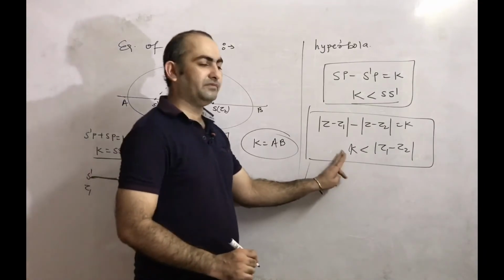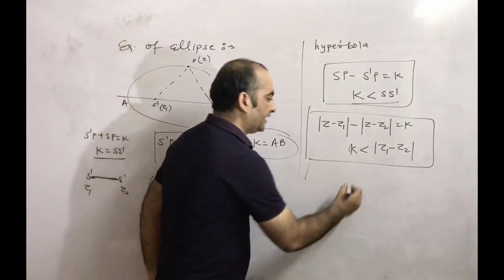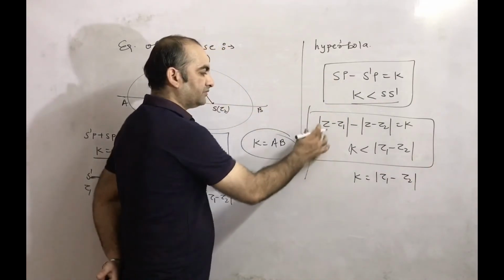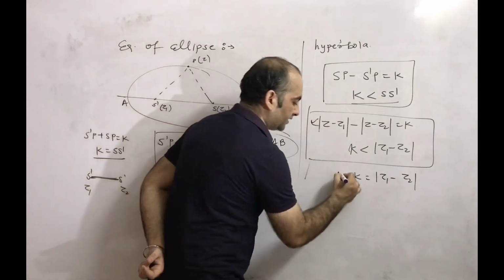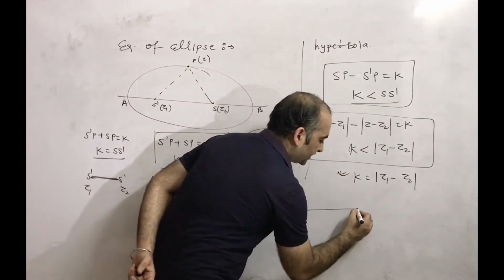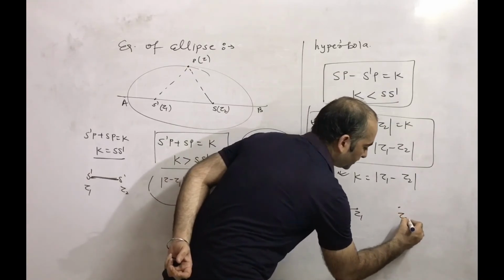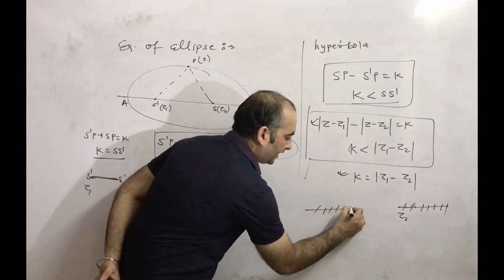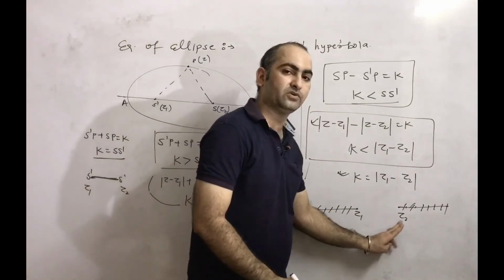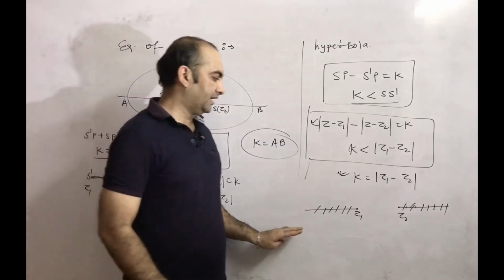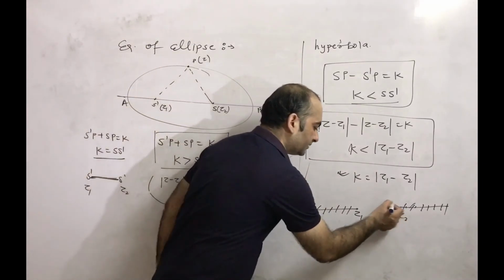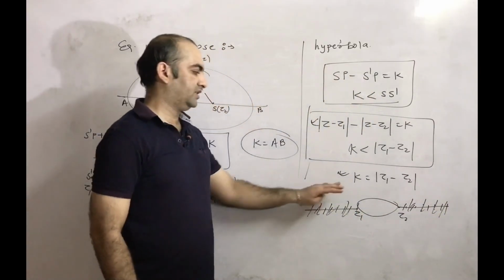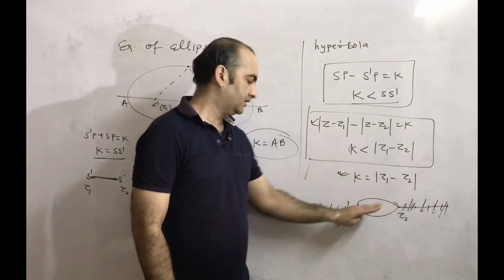Same thing here also: if this equation is there, and instead I have k equal to modulus of z1 minus z2, then what is the locus of z in this condition? This is z1 and this is z2. So z will move here; except for the line segment joining z1 and z2, the rest will be a line. So except this portion, this is your locus. This portion will be represented by this. If k equal to modulus of z1 minus z2, then this is your locus.